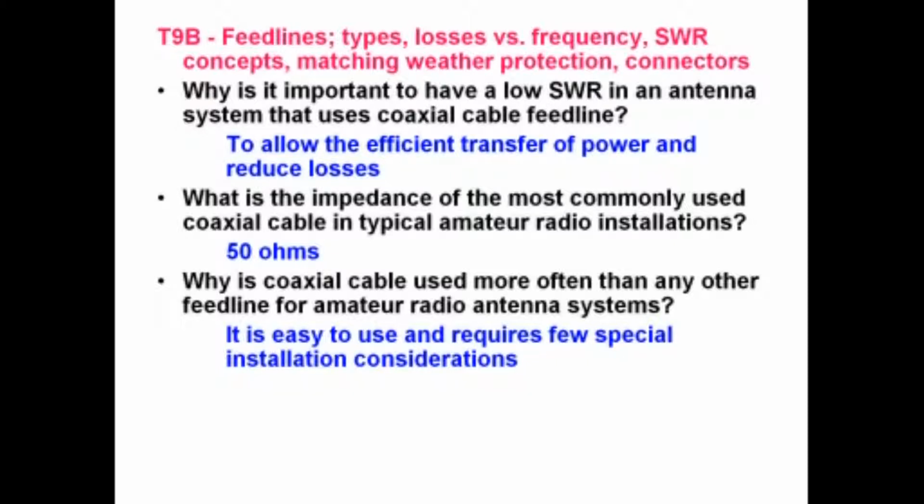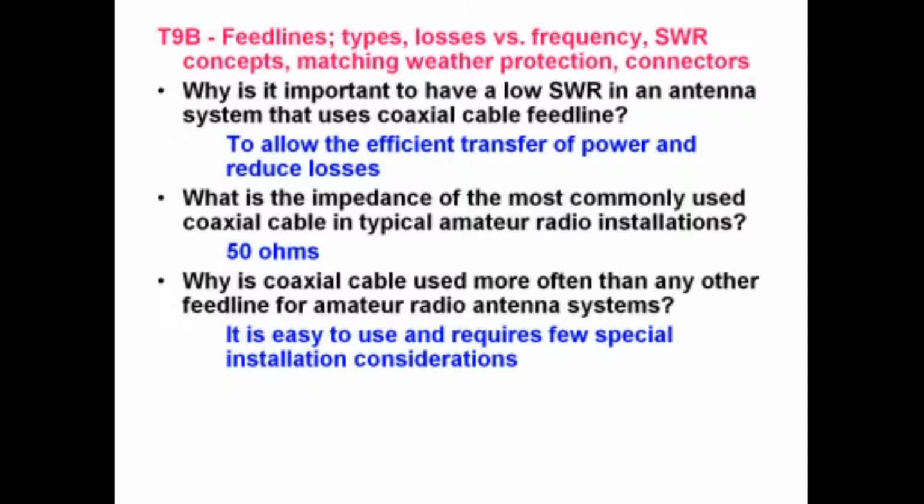What's the impedance of the most commonly used coaxial cable in amateur radio installations? It's a 50 ohm cable, 50 ohms. The transmitters are designed for a 50 ohm output, and that's what we want to carry through the entire antenna system all the way to the antenna, if possible, is 50 ohms.